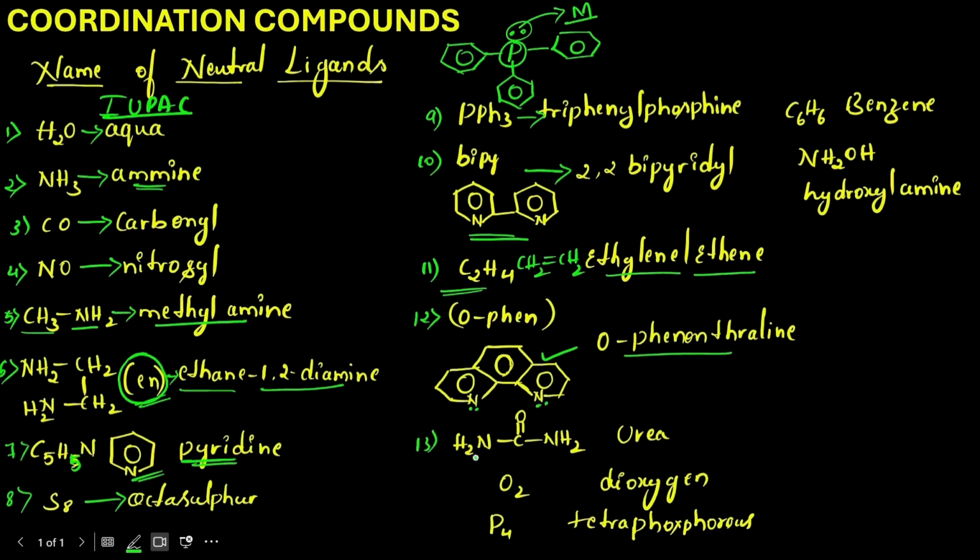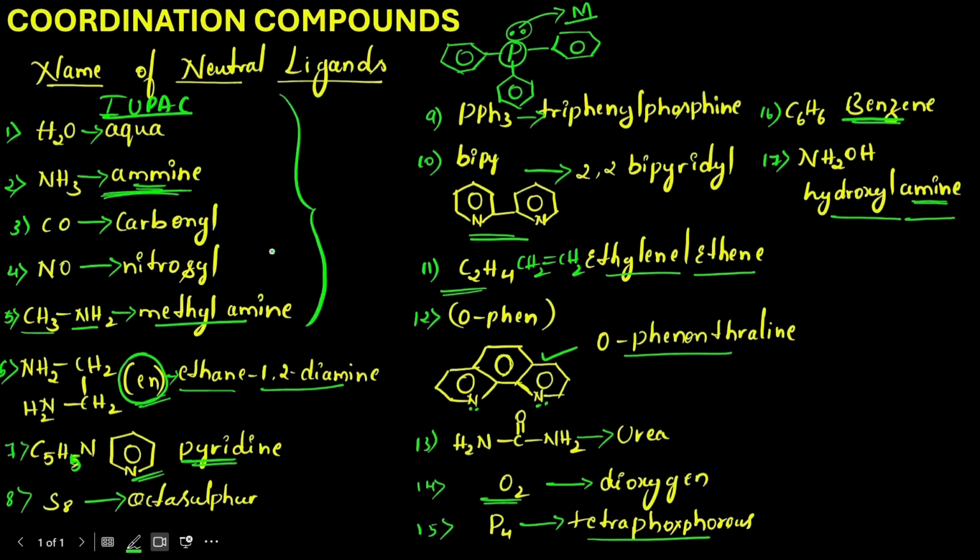Next one is NH2C=ONH2, which is named as urea. And next one is O2, which is named as dioxygen. And next one is P4, which is named as tetraphosphorus. And next one is C6H6, which is named as benzene. And here NH2OH, which is named as hydroxylamine. Here only one m is there. This is ammine, and coming to here, this is amine. Candidates who are preparing for the Karnataka board exam, this will be enough for them. But the candidates who are preparing for NEET, JEE Mains and Advanced, you have to go through all of this.